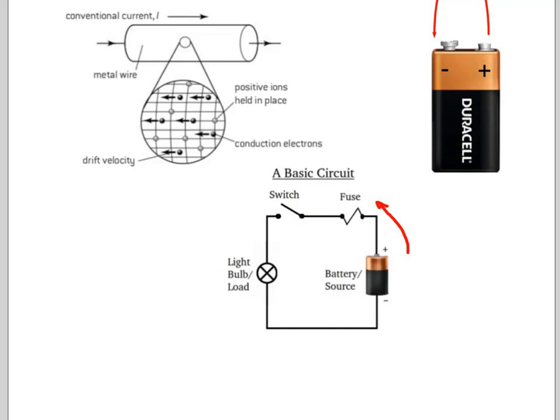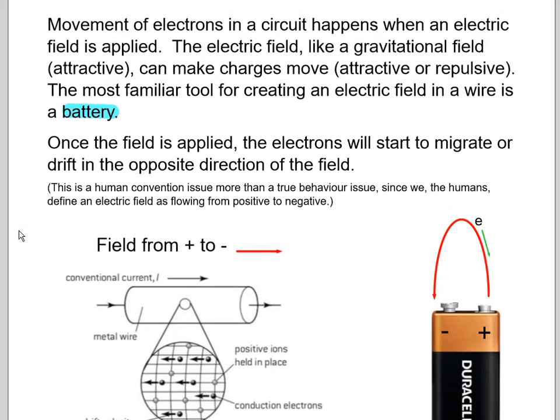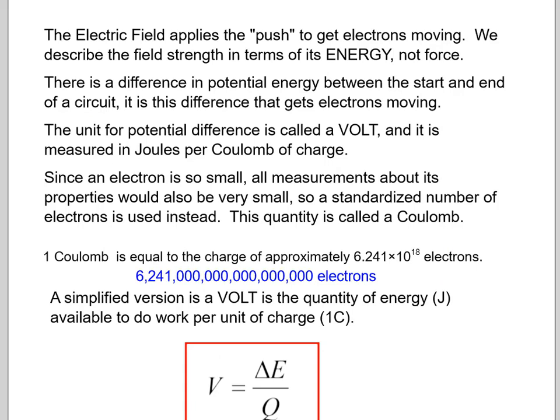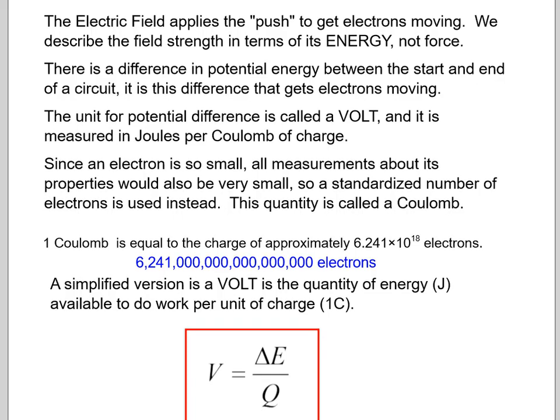Okay, so what makes electrons flow? Well, it's this field. Okay, so this field that we apply is what makes them start to move, but we have a name for it. Okay, so the electric field applied is what gives us the push. It's not a force, though. You could think of it like a pressure if you wanted to do a water analogy. We describe the field strength in terms of its energy, though, so not force. So there's a couple of new definitions on here, and then the next slide I'll kind of give you the tie together. So let's see if we could just get some of the words ironed out here.